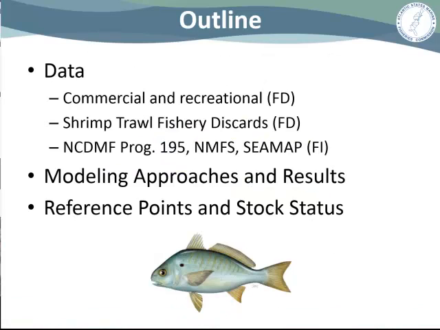Okay, so for the outline, just what we're going to cover. The assessment was using commercial and recreational data. We're looking at shrimp trawl fishery discards, another fishery dependent source, and 3 fishery independent surveys: the NMFS Fall Groundfish Survey, SEAMAP, and the North Carolina DMF Program 195. Then I'm going to cover the modeling approaches and results, and then finally the reference points and the stock status.